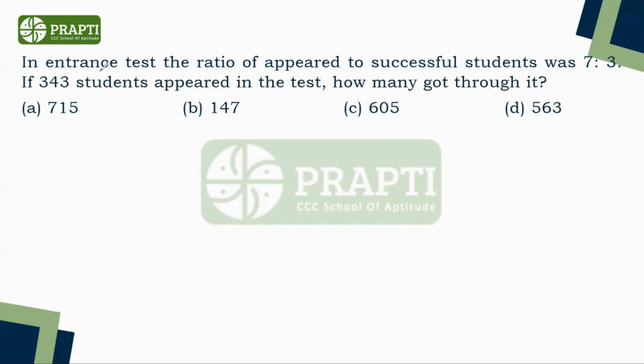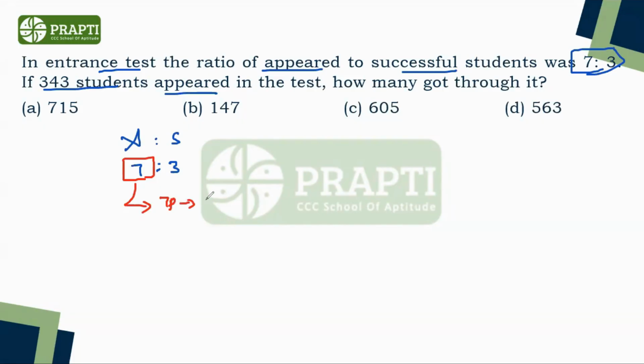In an entrance test, the ratio of the appeared to the successful students was 7 is to 3. So the appeared and successful is 7 is to 3. If 343 students appeared, this 7 parts value is nothing but 343. Then what is 1 part value? 49. Yes? Okay.